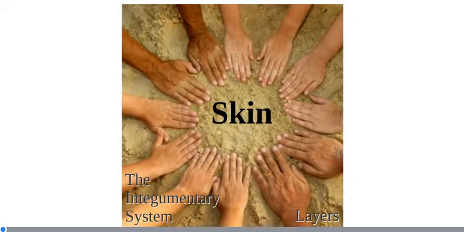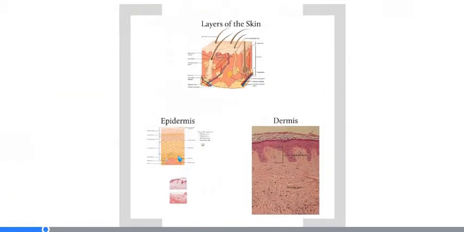In this section of the chapter on the integumentary system, we're going to look at the structure of the skin, the layers that make it up. The skin is also known as the cutaneous membrane and is made up of two major layers of tissue. There's an epithelial layer, which we call the epidermis, and a connective tissue layer, which we call the dermis. So we want to look more closely at what makes up the structures within these layers of the skin.